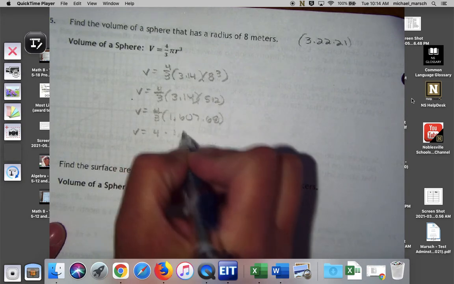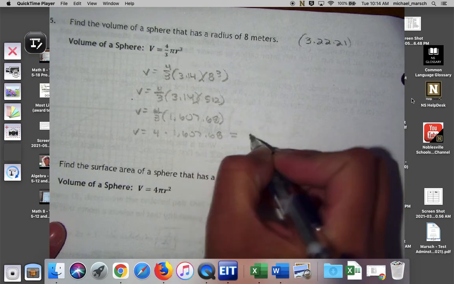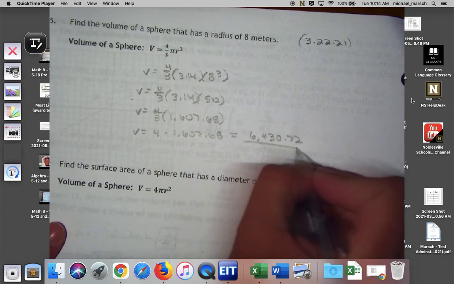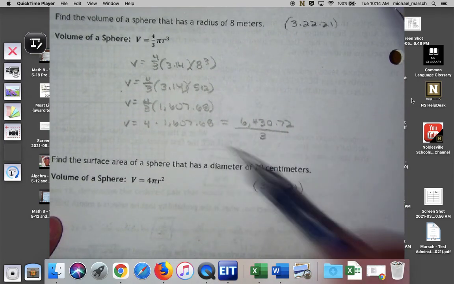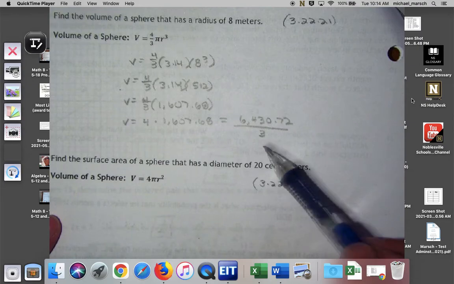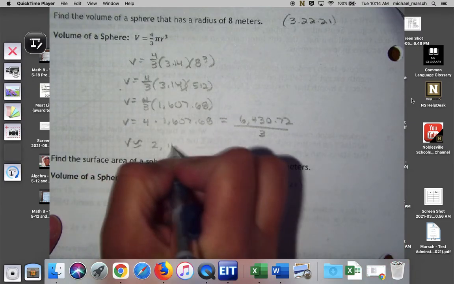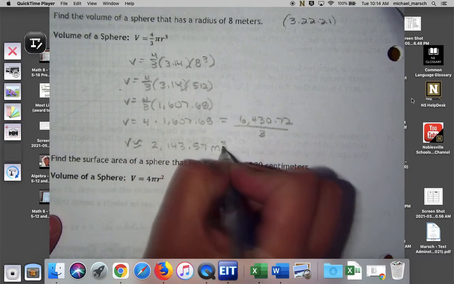4 times 1,607.68 equals 6,430.72. And then I divide that by 3. So I multiply by 4, divide by 3. That's how you find 4/3 of something. So my volume is going to be about 2,143.57 meters cubed.